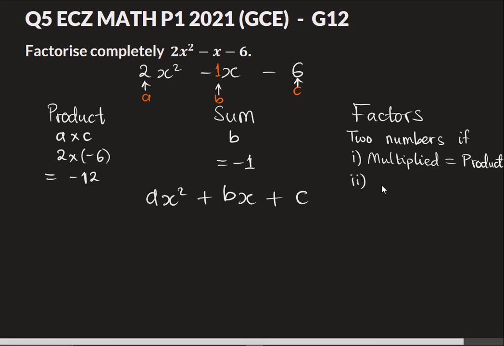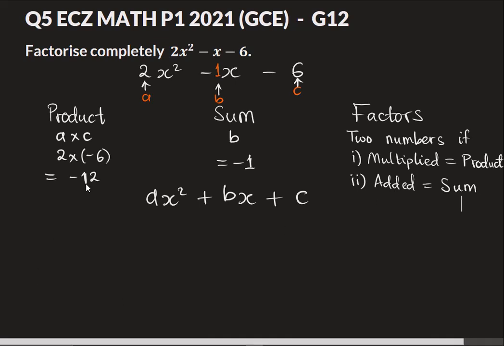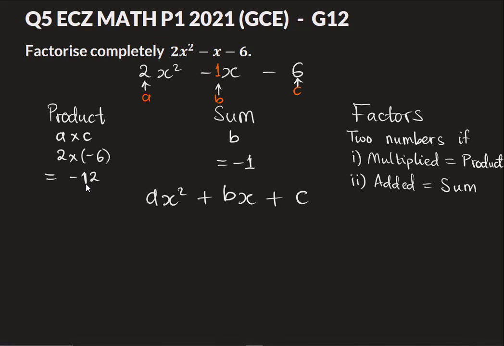Secondly, if you add them, they'll give you the sum. That's not very difficult. With some practice, you'll be able to handle this very quickly, but I'll show you the easiest way. To find the factors, start trying out numbers that can give you 12, starting from 1. 1 times 12 gives you 12, right? But if I add 1 and 12, I get 11.